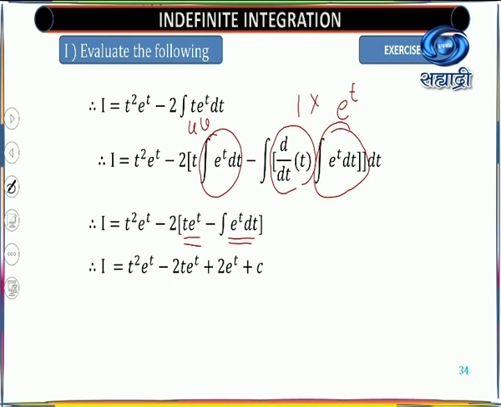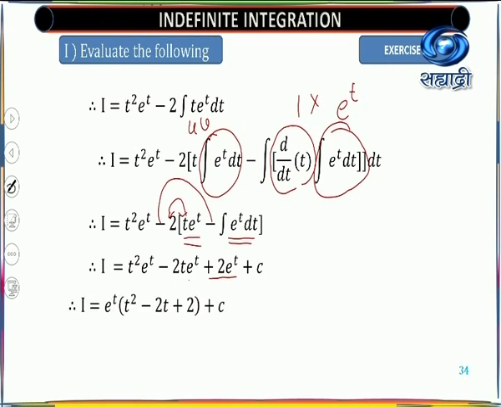So what is the value? First term as it is, second term multiply by minus 2. If you multiply by minus 2, you will get minus 2t e raised to t. Now look here, this minus minus is plus. So you will get plus 2 e raised to t plus constant of integration.